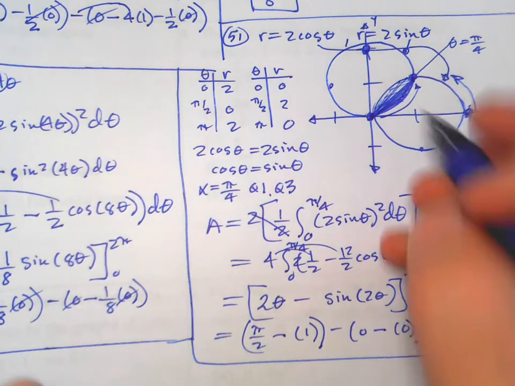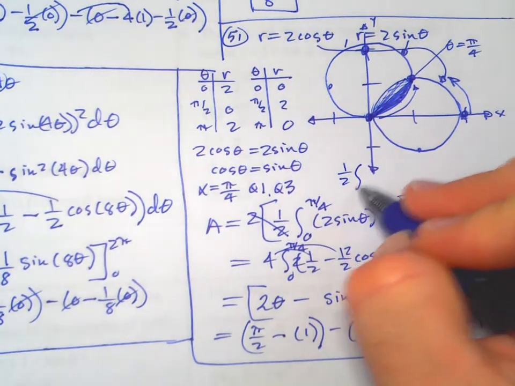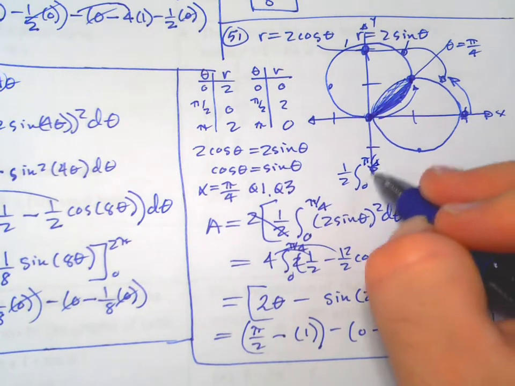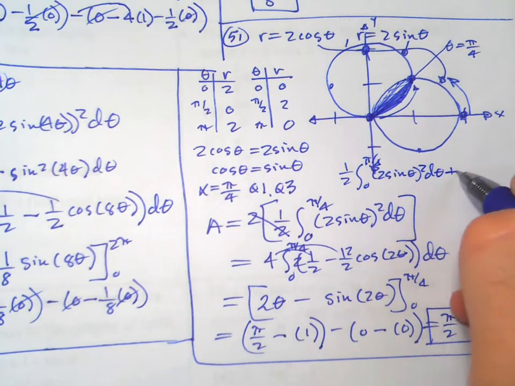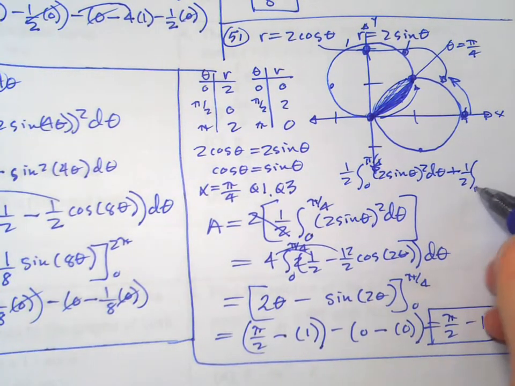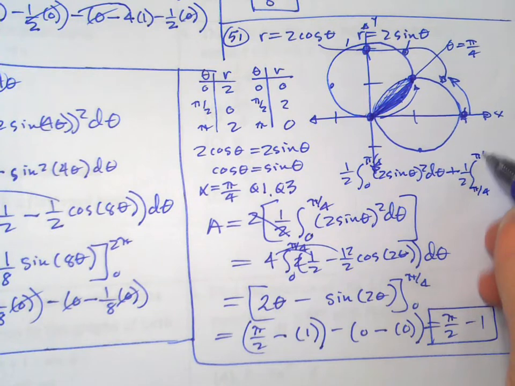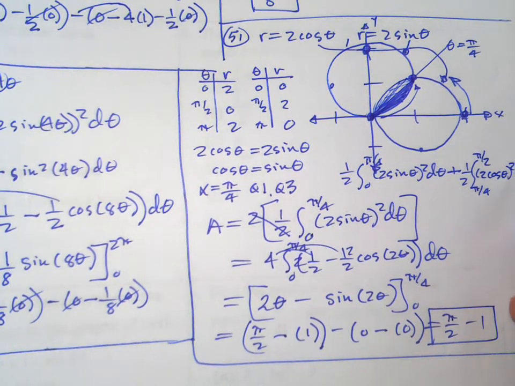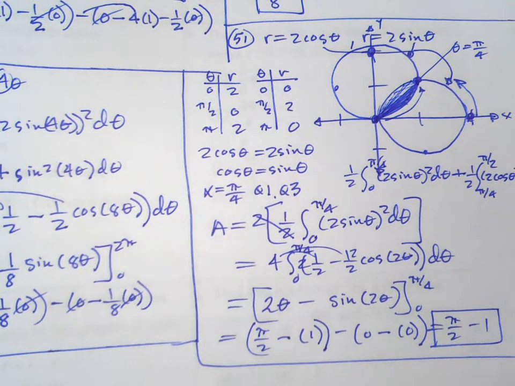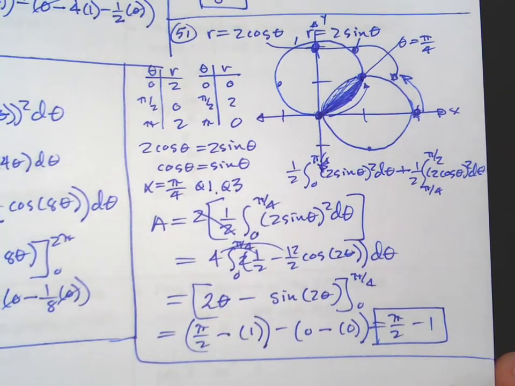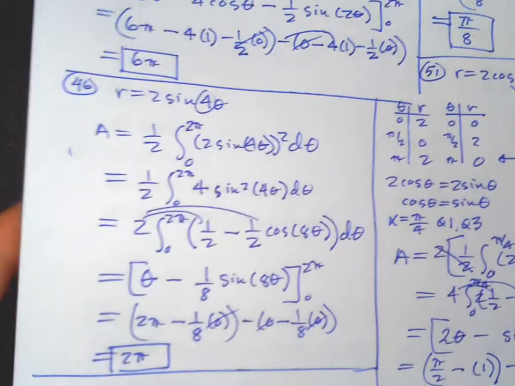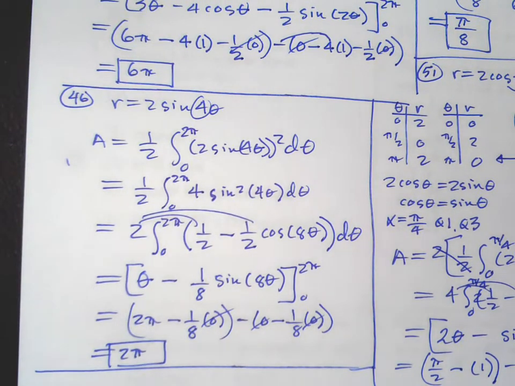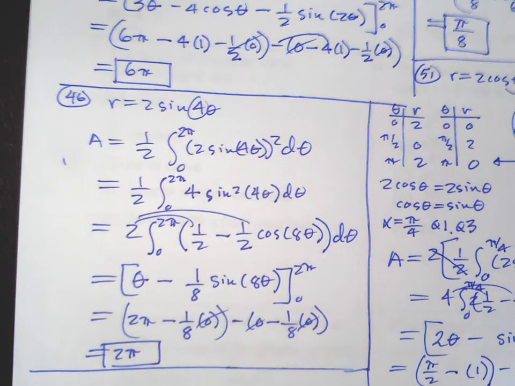I mean, you could have broken it up. You could say 0 to pi over 4 of 2 sine theta squared and then add the next one, which would go from pi over 4 to pi over 2 of 2 cosine theta squared. So you could have done that. I mean, that's a lot more work. It'll give you the same answer. So we're looking for opportunities to cut the work down.